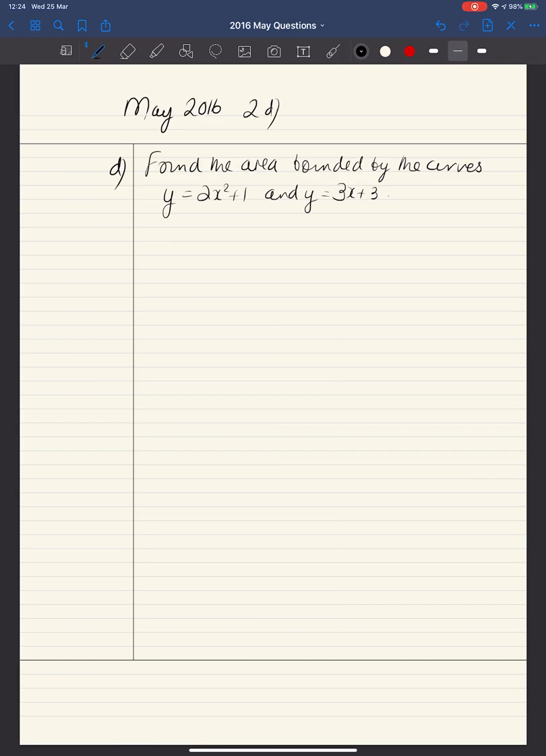Right, D. Find the area bounded by the curves y equals 2x squared plus 1 and y equals 3x plus 3. I knew that. That's what y equals 2x squared plus 1 looks like. That's going to go through 1 there. 3x plus 3 looks like that. So we've got to work out this area here.